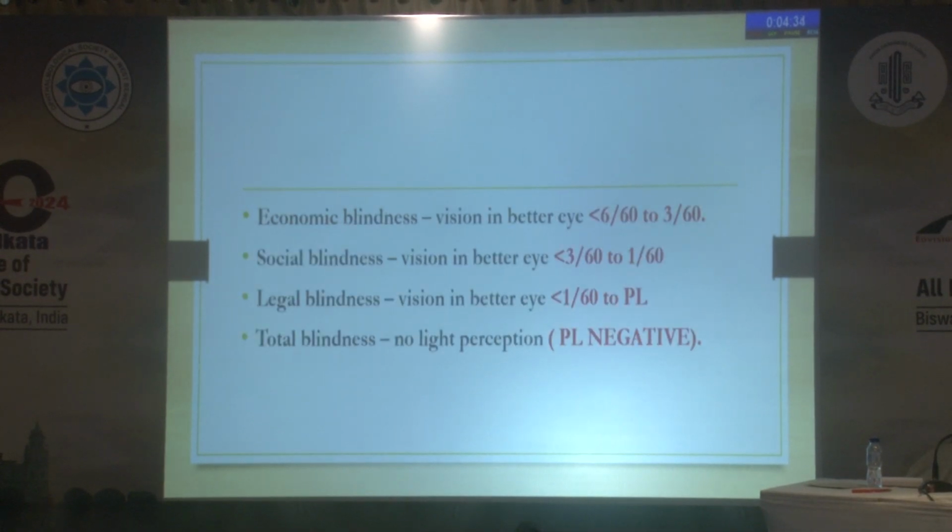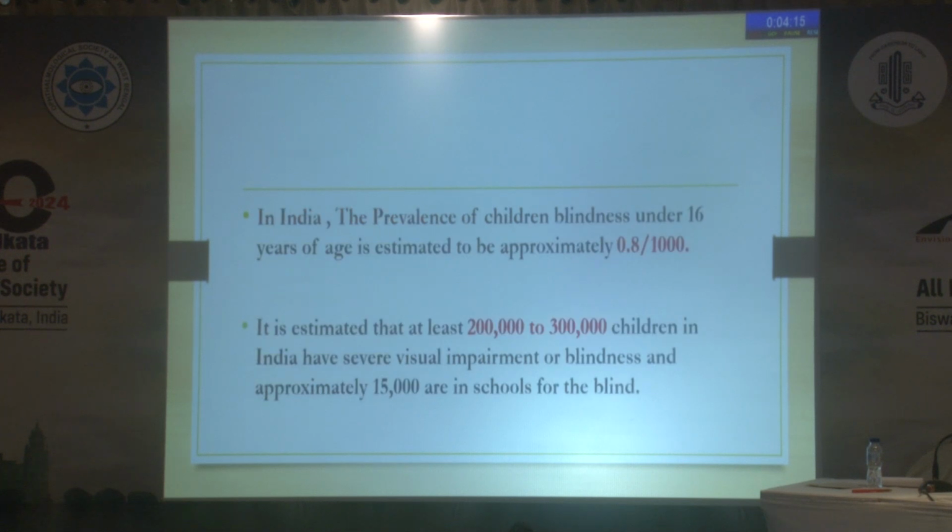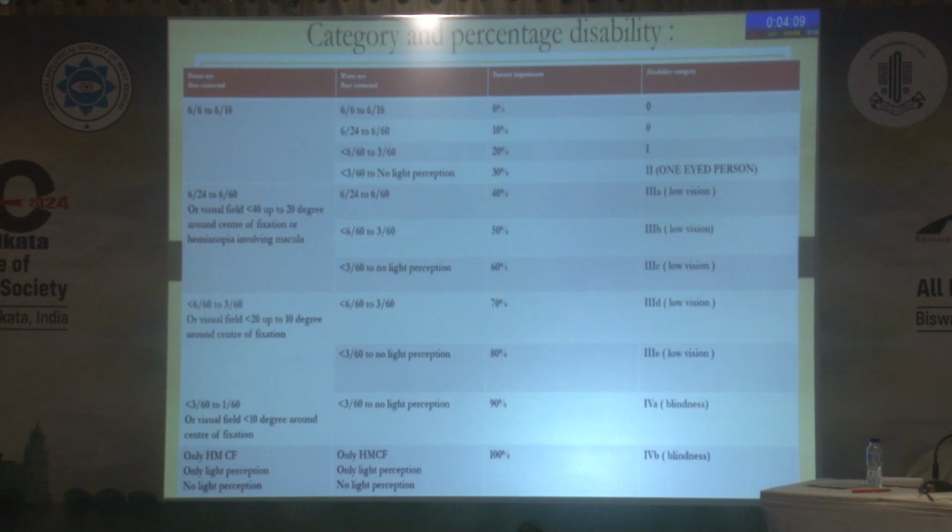Economic blindness is defined as vision in the better eye less than 6 by 60 to 3 by 60. Social blindness, vision in the better eye of less than 3 by 60 to 1 by 60. Legal blindness, vision in the better eye of less than 1 by 60 to PL. Total blindness is defined as no light perception. Avoidable blindness includes preventable blindness and curable blindness. In India, the prevalence of childhood blindness is approximately 0.8 per 1000 under 16 years of age.